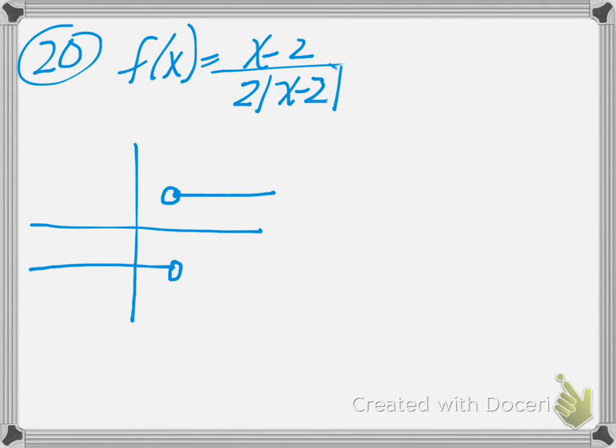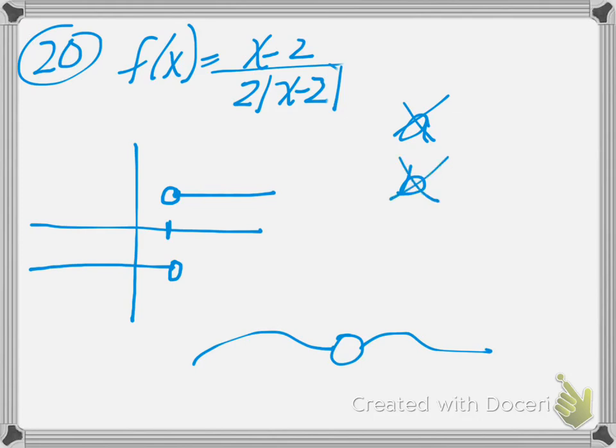Okay, so A is saying the limit as x approaches 2, and this is 2 right here, is equal to 1/2. Okay, that is false because the limit coming from the right side is not the same as the limit coming from the left side, and therefore A is out. Okay, B, there is a removable discontinuity at x equals 2. That is false because the removable discontinuity looks something like this, where there's no jump involved like that. Okay, so B is out.